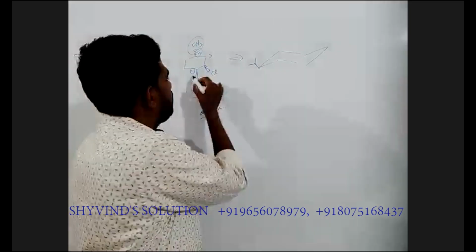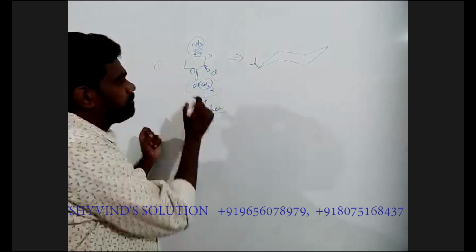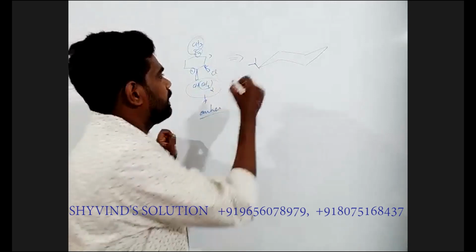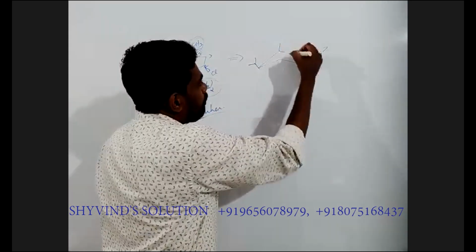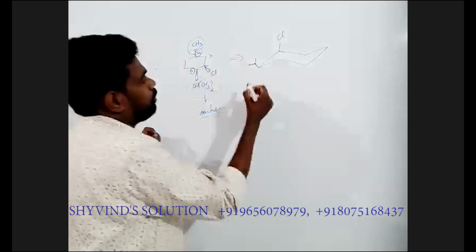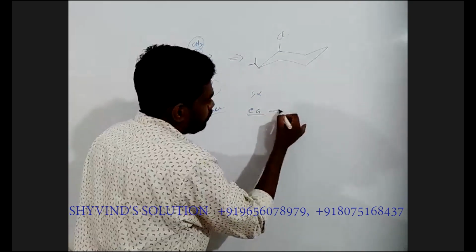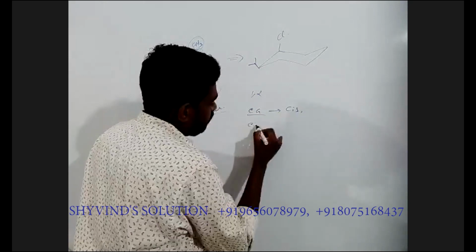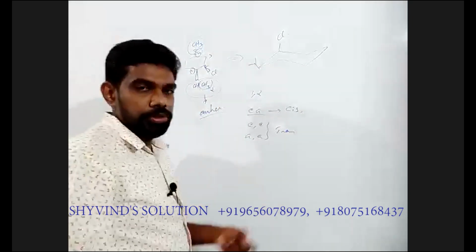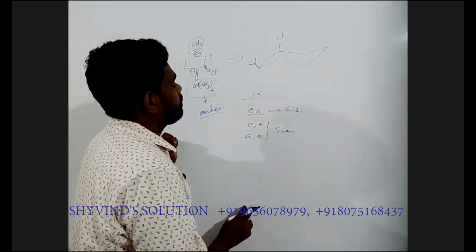So 1 is this one, 1, 2. How can we represent the 1, 2 cis? 1, 2 cis means this chlorine and this isopropyl group are at the cis position. Equatorial-axial is cis for the 1, 2 position. So for 1, 2 cis it should be equatorial-axial, and equatorial-equatorial or axial-axial are trans. That is how we should represent the stereochemistry of the 1, 2 position.